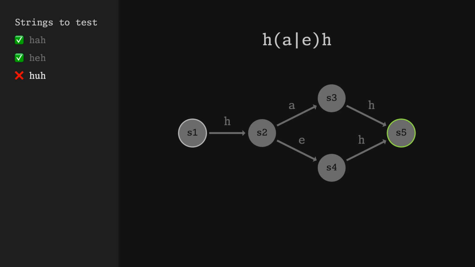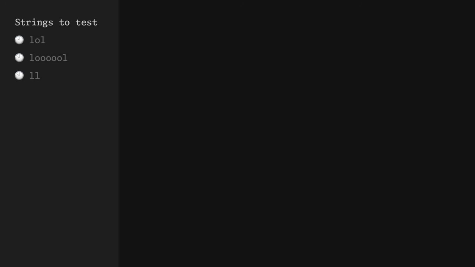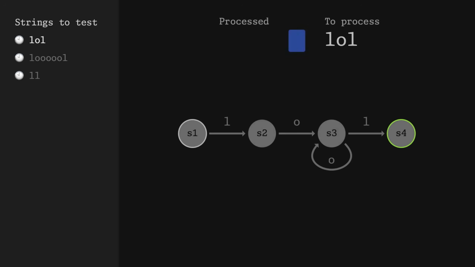This one is saying to recognize strings starting with the letter H, then either an A or an E, and then another H. That vertical bar means OR, and the brackets are used to control the scope of that OR. Here's another example that recognizes LOL or LOOOOL with however many O's you like.